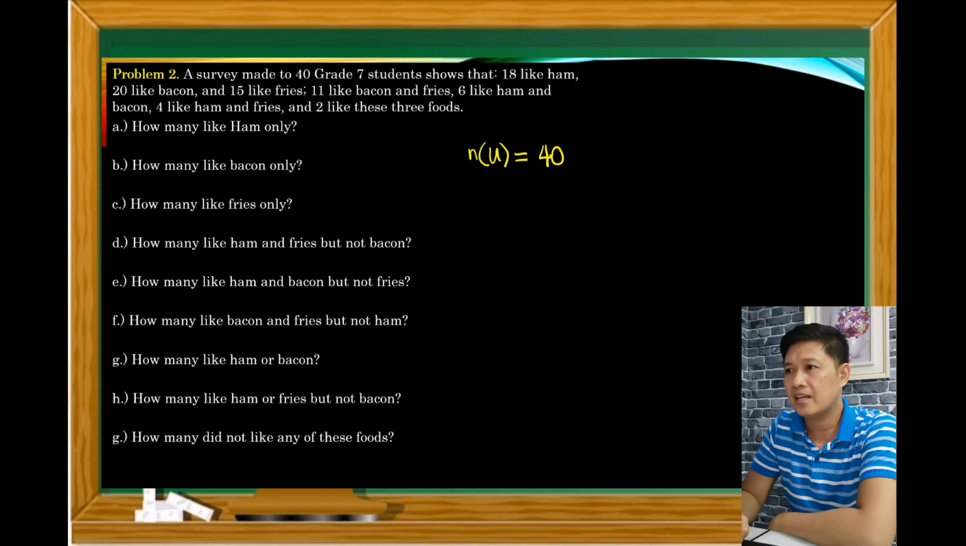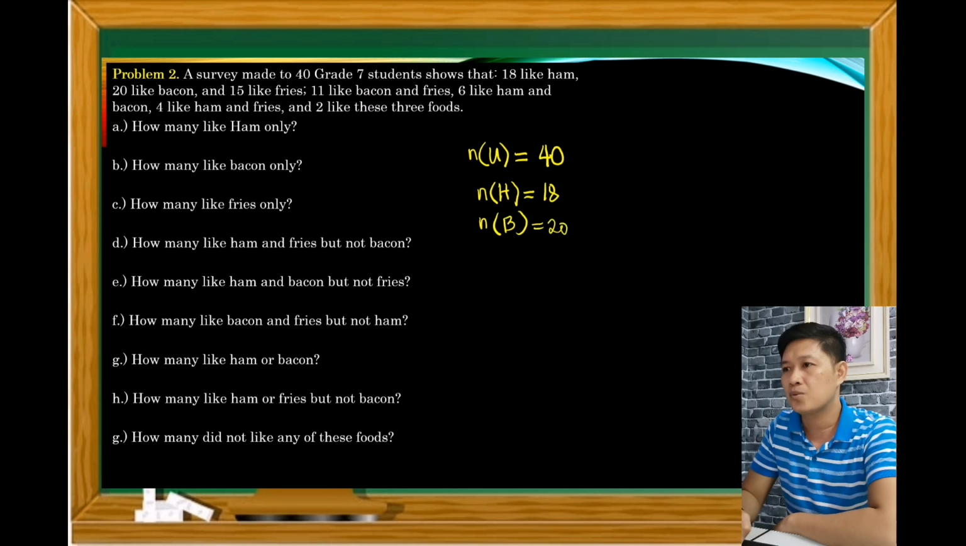So, isa-isahin natin. The number of students that like ham is equal to 18. The number of students that like bacon is equal to 20. The number of students that like fries is equal to 15.